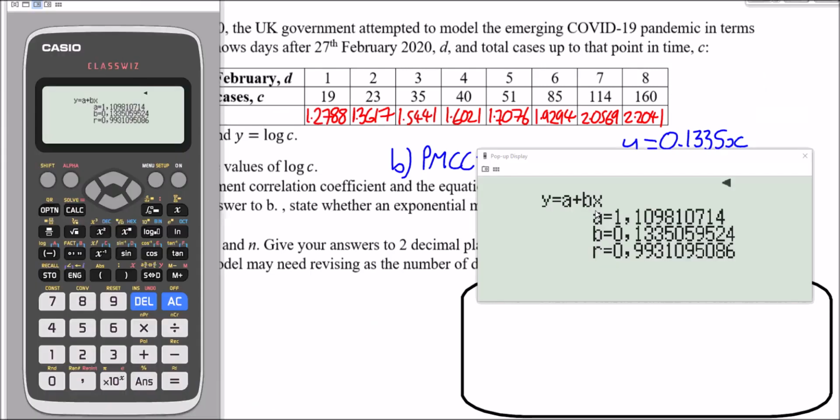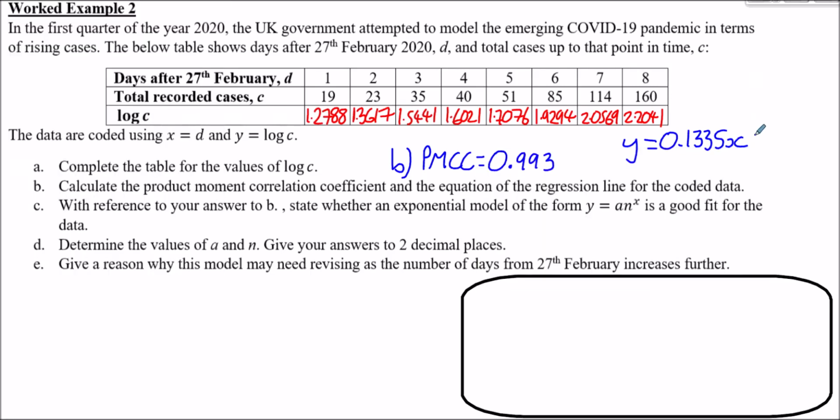And the y-axis intercept, as it were, the a, is 1.1098. So plus 1.1098. So the product moment correlation coefficient is this, and the equation of the regression line is this.